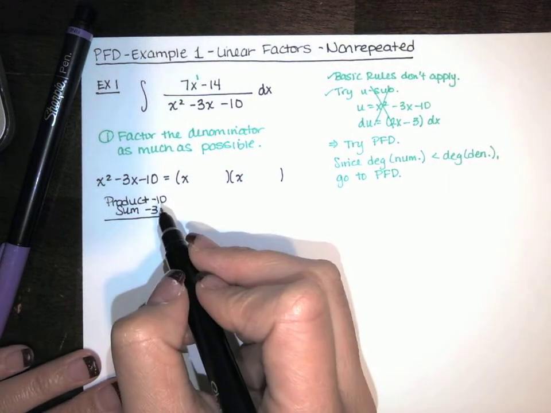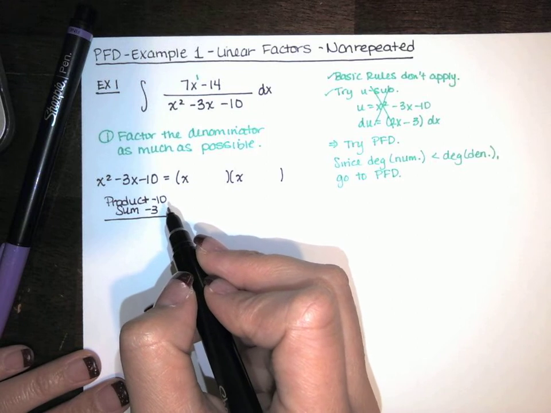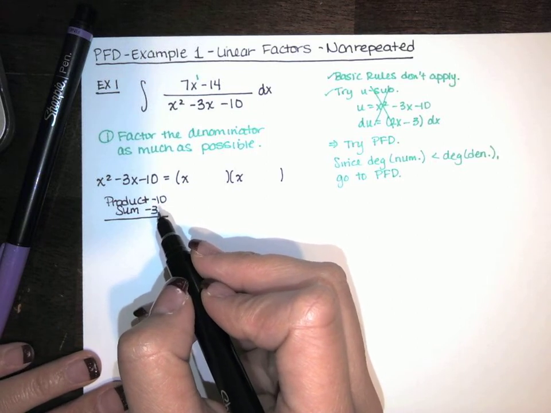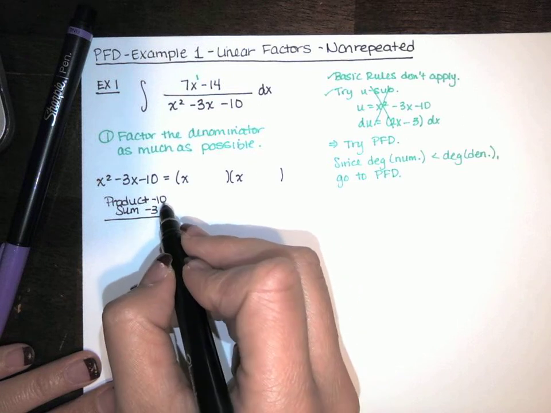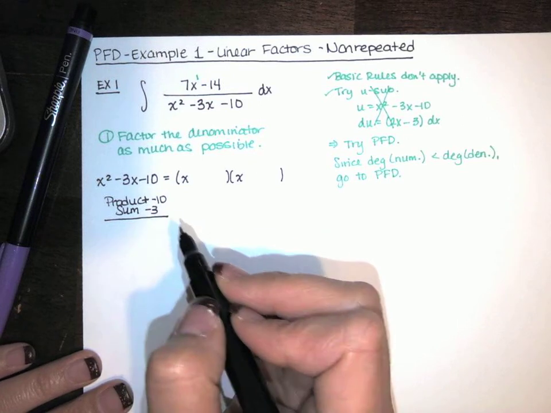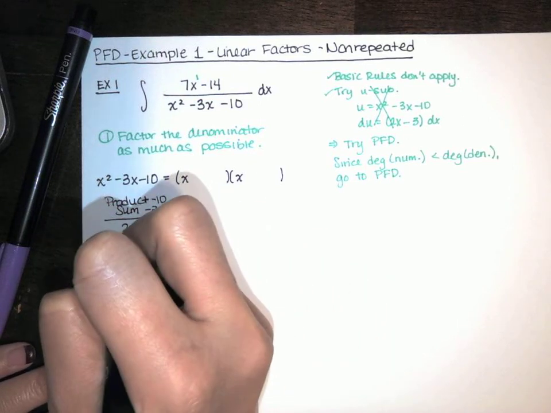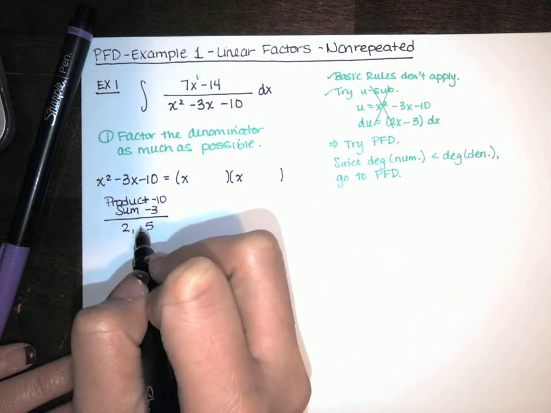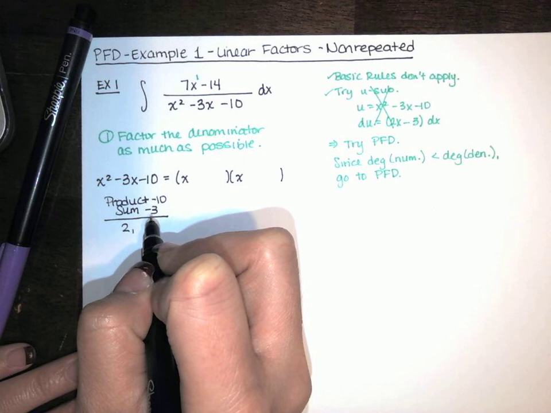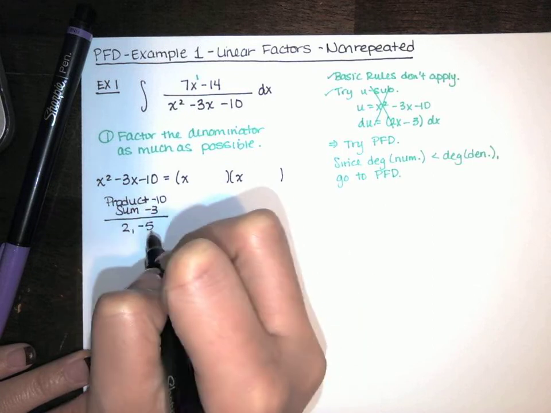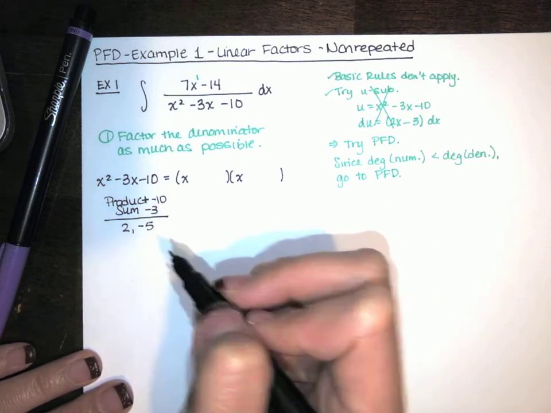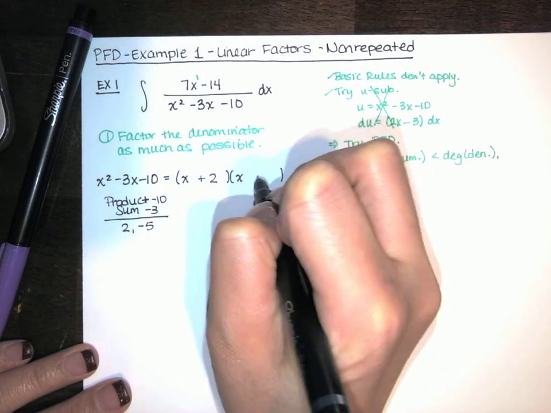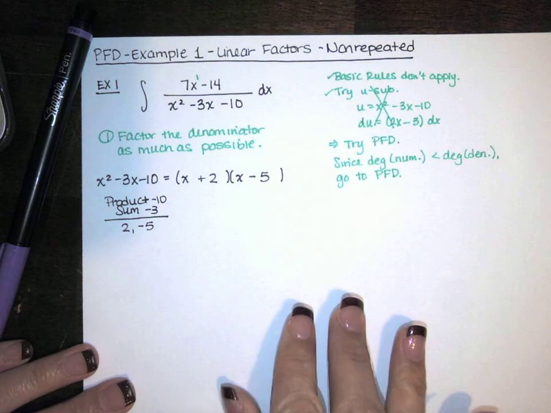Now two numbers are going to have a negative product if they have opposite signs. A positive times a negative is a negative. So what I'm really looking for is two numbers that multiply to give me 10 that have a difference of 3. Well, 2 and 5 will work as long as one of these is negative. In order for the sum to be negative 3, the 5 has to be negative. Negative 5 plus 2 is negative 3, and negative 5 times 2 is negative 10. So this is x plus 2 and x minus 5.